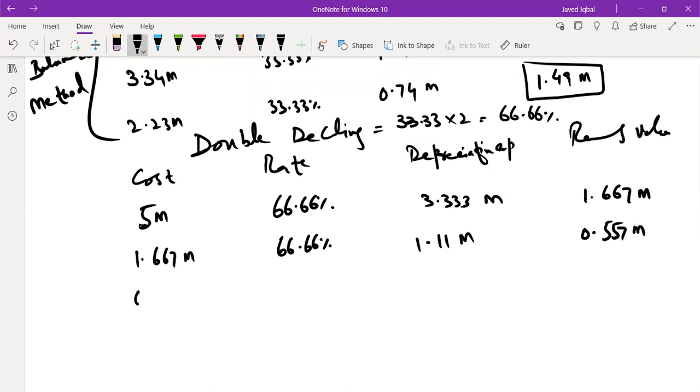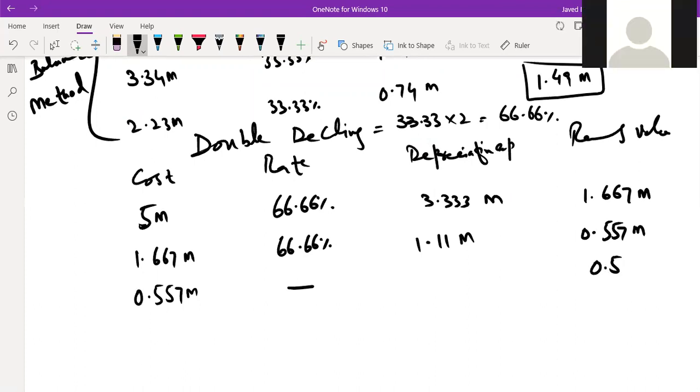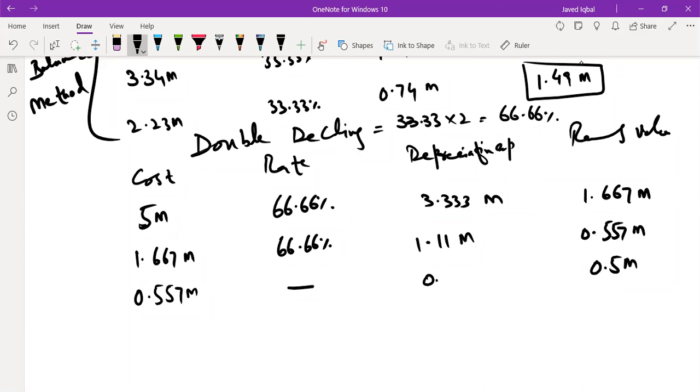Third year, you don't need to multiply with this number, so you keep it blank because you want 0.5 million at the end. So 0.5 million at the end. So you just need to have a difference of 0.057 million as your depreciation expense. So this is crucial.